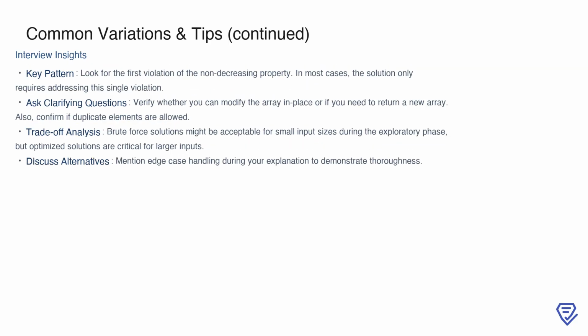For interviews, there are some key insights to keep in mind. A critical pattern in this problem is identifying the first violation of the non-decreasing property. In most cases, resolving this single violation is sufficient to fix the array. It's also essential to ask clarifying questions, such as whether you're allowed to modify the array in place or need to return a new one, and whether duplicate values are permissible.